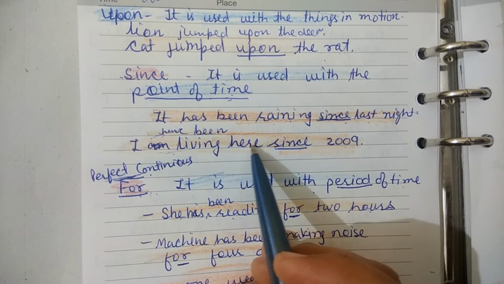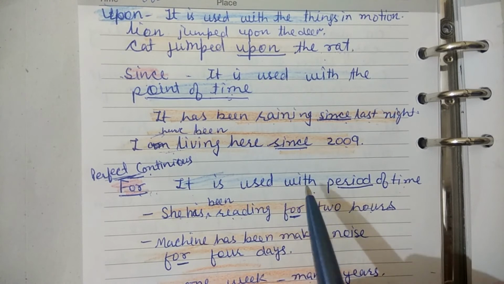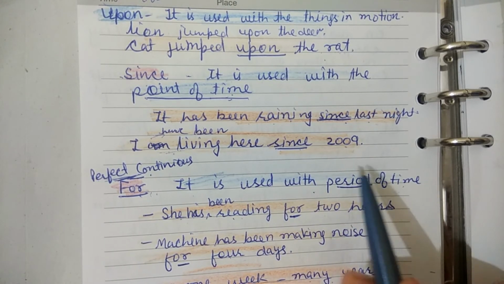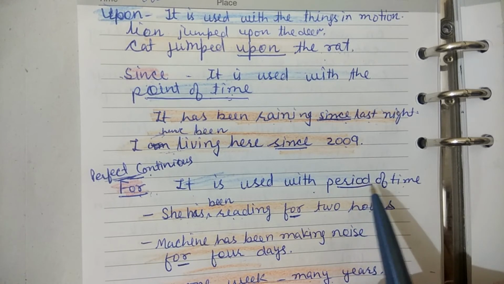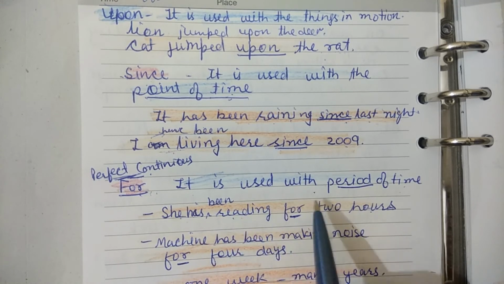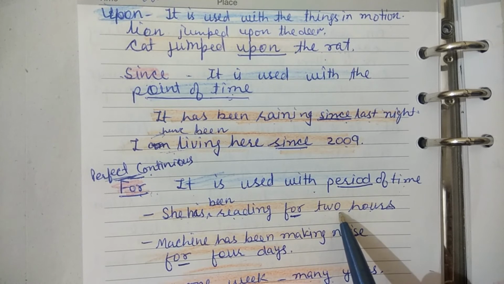I have been living here since 2009. Again, we have here point of time. For is used with period of time. When point of time is not given but a period, means round figure of time, is given, that time we use preposition for. Example, she has been reading for 2 hours. Not mentioned which 2 hours are these.